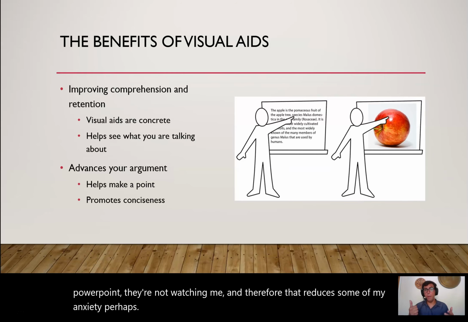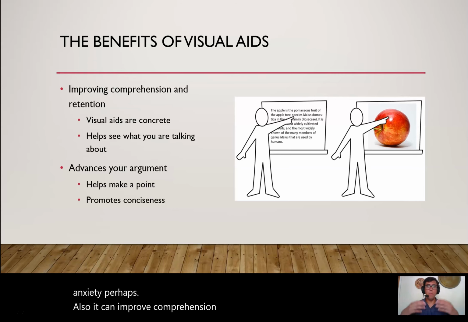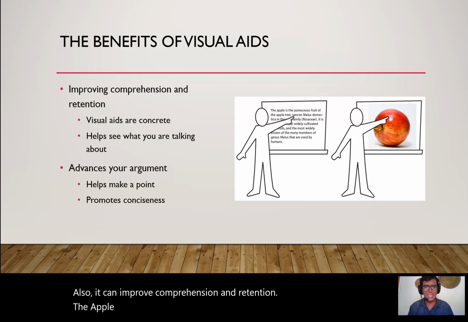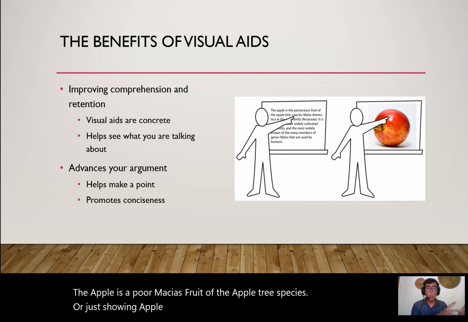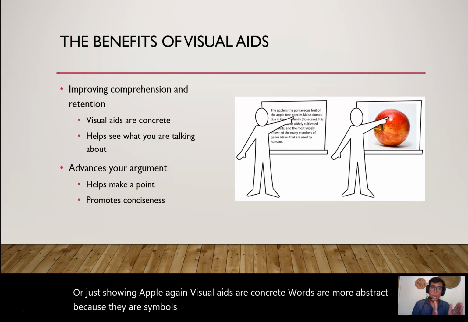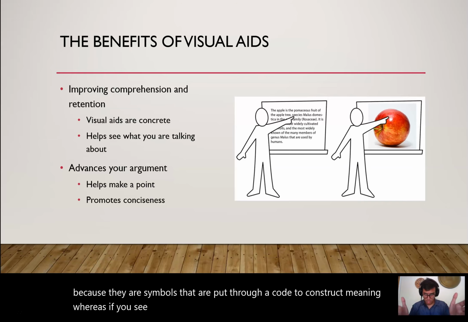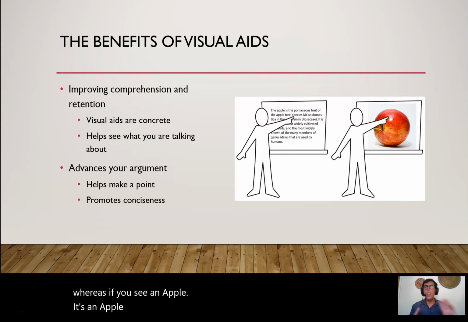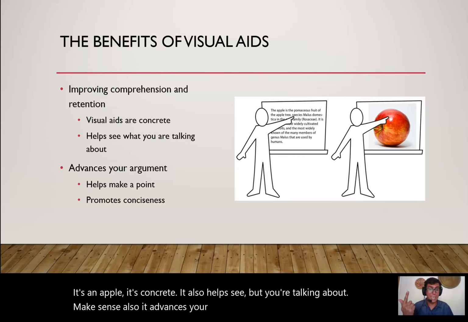Also, it can improve comprehension and retention. The apple is a pomaceous fruit of the apple tree species, or just show an apple. Again, visual aids are concrete. Words are more abstract because they are symbols that are put through a code to construct meaning. Whereas if you see an apple, it's an apple. It's concrete. It also helps see what you're talking about. Makes sense.